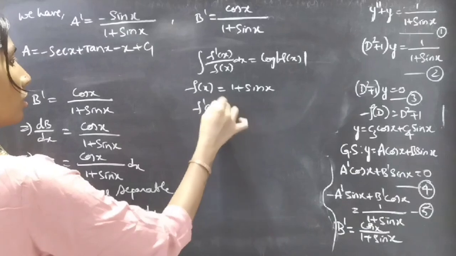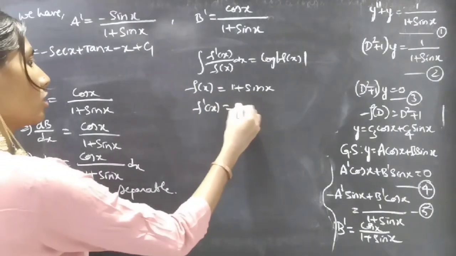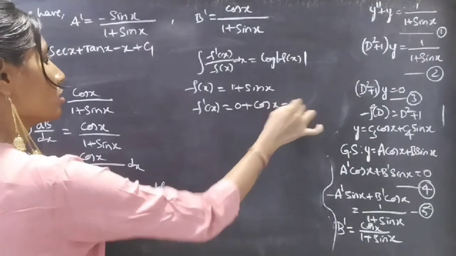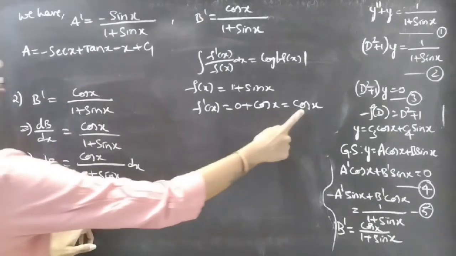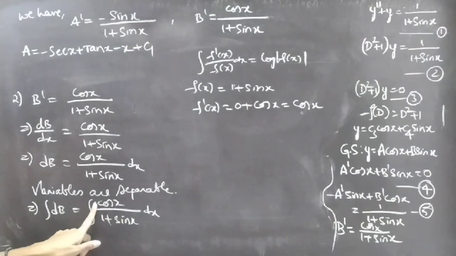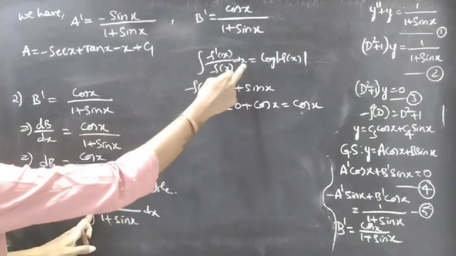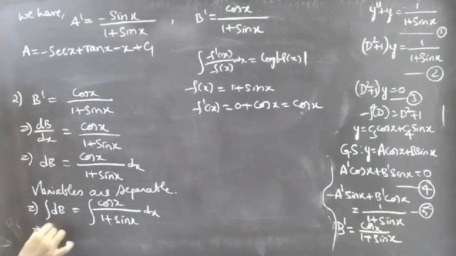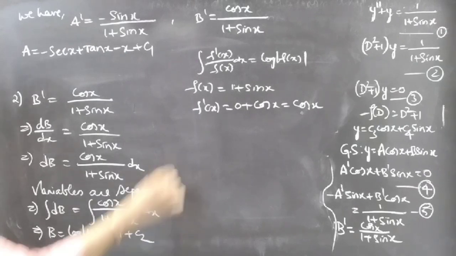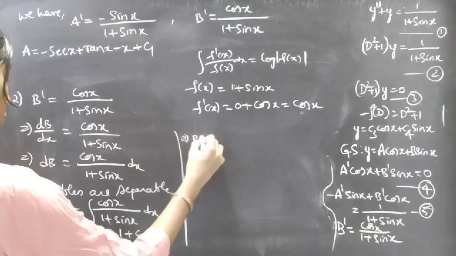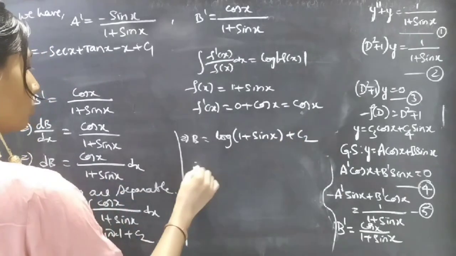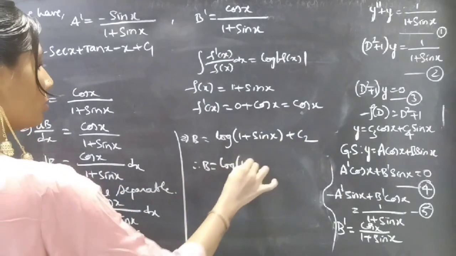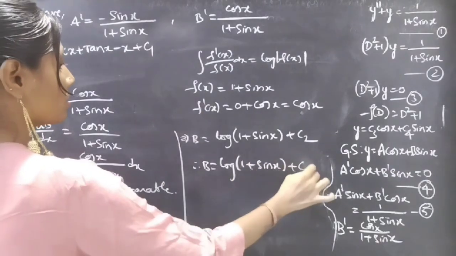then f dash of x will be the derivative of 1 with respect to x, which is 0, plus the derivative of sin x with respect to x, which is cos x. So f dash of x is cos x, which means the integrand is of the form f dash of x, which is cos x, by f of x, 1 plus sin x. So we can apply the integral f dash of x by f of x dx formula here. Then we'll get integral dB, B equals log mod 1 plus sin x plus some integral constant say c2, or B equals log of 1 plus sin x plus c2.